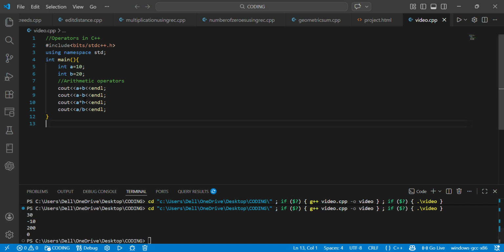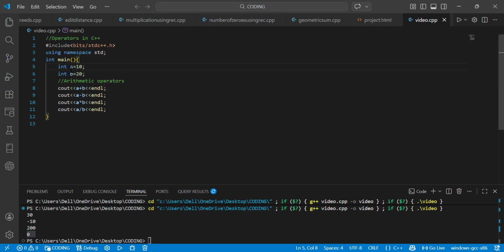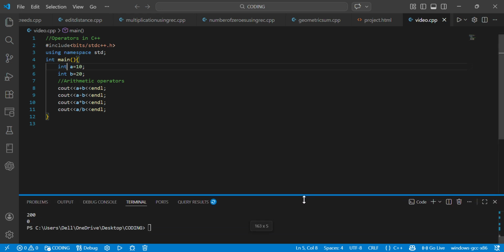See, a plus b, that is addition in mathematics, 30. a minus b, subtraction. a multiplication b, 10 into 20, 200. And a by b is 0. It's 0 because we initialize a and b to integers. If we initialize them to float, then it will give output in decimals.